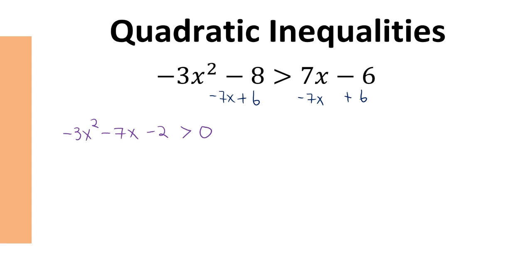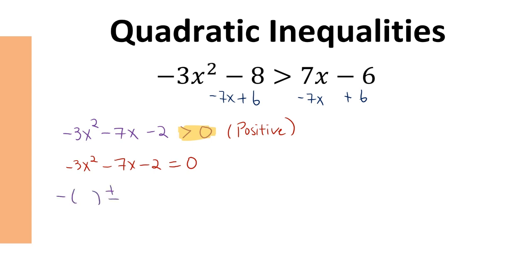Now my inequality is greater than 0, so this tells you that your solutions will be located above the x-axis. That's where the positive part of the graph is located. The first thing we need to do to graph this parabola is to find the roots by setting this equal to 0. You can find the roots by completing the square, factoring, or using the quadratic formula. We're going to use the quadratic formula here again.